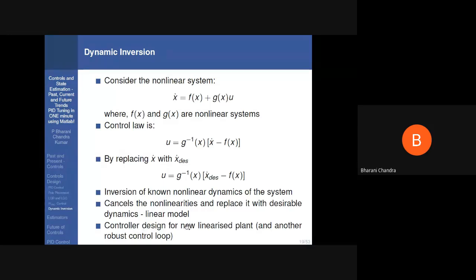Now it boils down to basically two loops. One loop is to cancel the nonlinearities, and the second loop is for the so-called new transformed linear system, for which we can design linear control systems, which are much better understood by control engineers. That linear control itself can be a robust control like H infinity or a mu synthesis controller. This particular approach is called dynamic inversion, and much research has been done on it in the aerospace community, in NASA and many other space agencies as well.